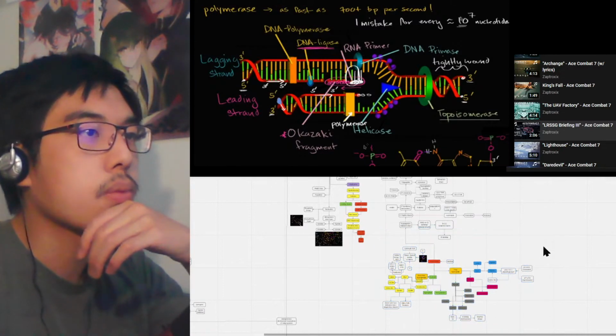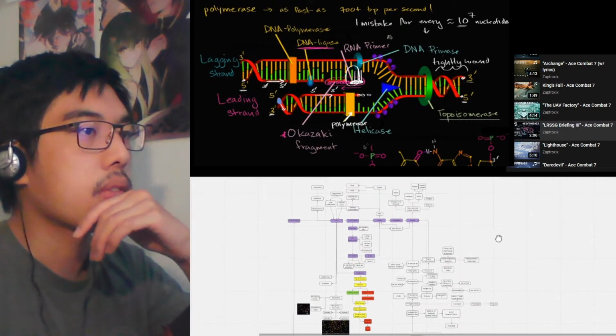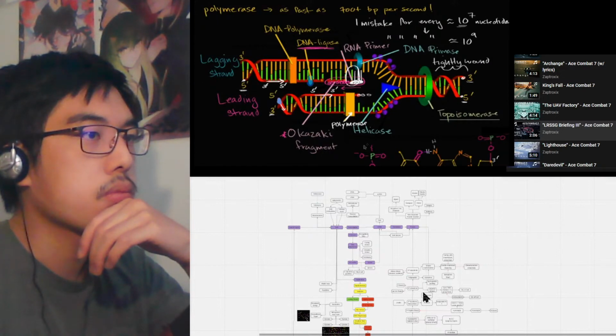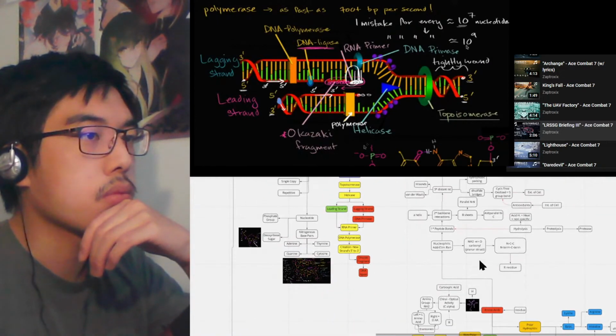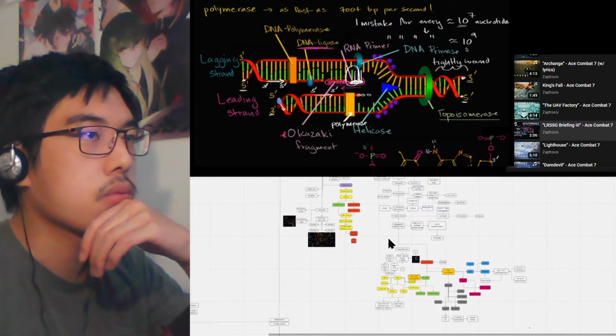But then there's proofreading that goes back and makes sure that those errors don't stick around. Once all the proofreading takes place, it actually becomes one mistake for every approximately 10 to the 9th nucleotides. So it works at an incredibly fast pace, 700 plus, approaching 1,000 base pairs per second, with one error every billion nucleotides after the proofreading steps. It's incredibly fast and incredibly precise.